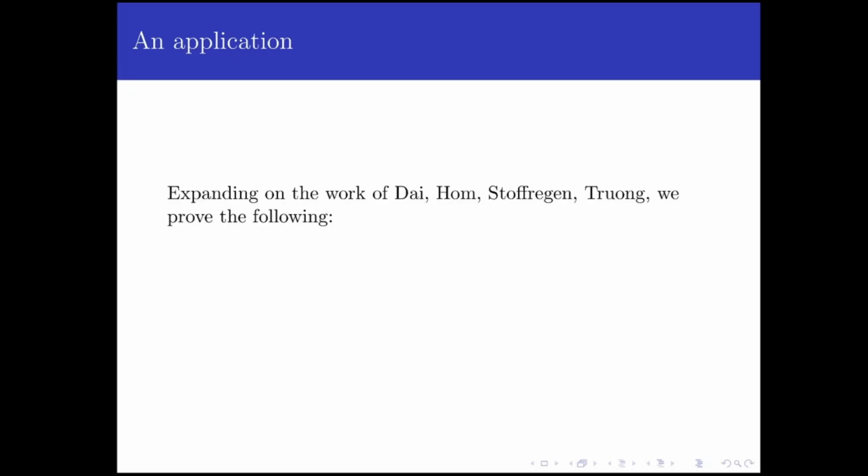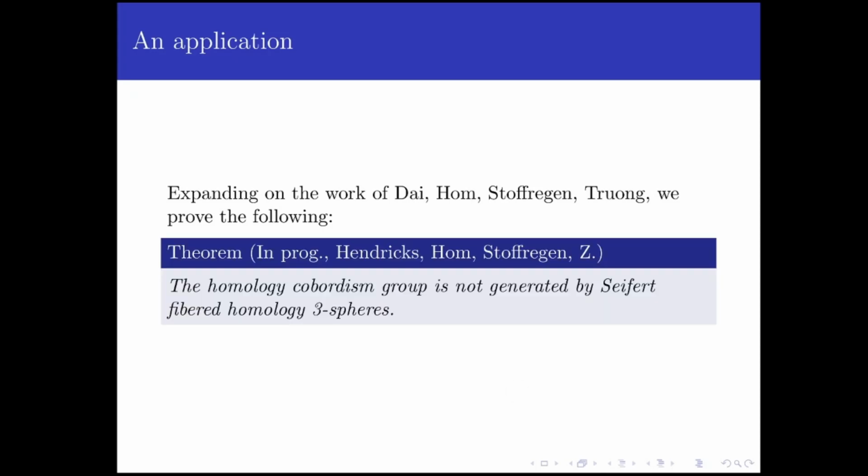The application expands on the work of Dai-Hom, Stoffregen, and Truong, using their algebraic theory of almost iota complexes. What we prove is that the homology cobordism group is not generated by Seifert fibered homology three-spheres. Basically, we exhibit a three-manifold whose involutive Heegaard Floer homology is sufficiently complicated and doesn't lie in the span of complexes which have the restricted form that Seifert fibered homology three-spheres have.